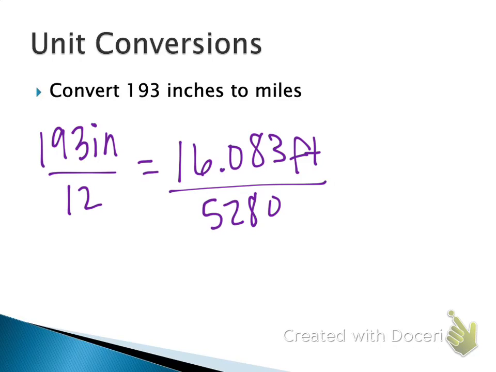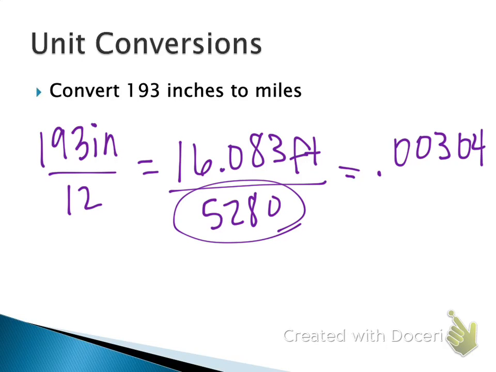And if I wanted to go feet to miles, what would be the obvious thing I do? Divide by the number of feet that are in a mile, right? And I get 16.083 divided by 5,280. If you don't know how many feet are in a mile, write that down. 0.00304, whatever. We can round that as far as we want. That's the way I do that. And that works for conversions that we feel comfortable with.